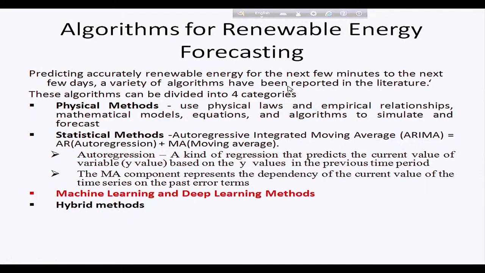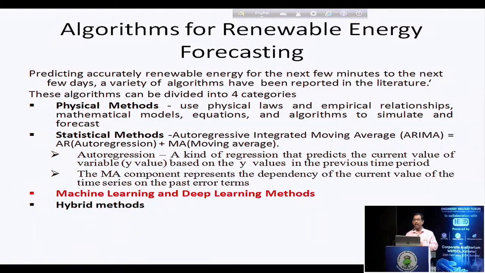Now, what were the different types of algorithms applied for renewable energy forecasting? What were the earlier methods before deep learning or machine learning? The earlier methods were the physical methods and the statistical methods. The physical methods depend on some physical laws, some equations, for example the Doppler effect, which can be represented by some equations. So that was defined by mathematical equations.